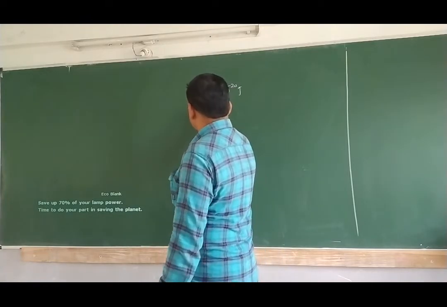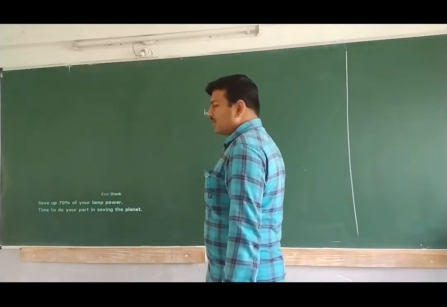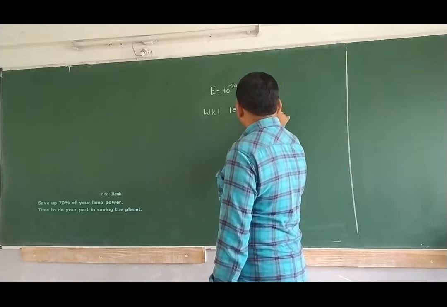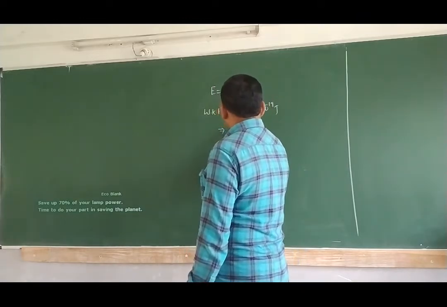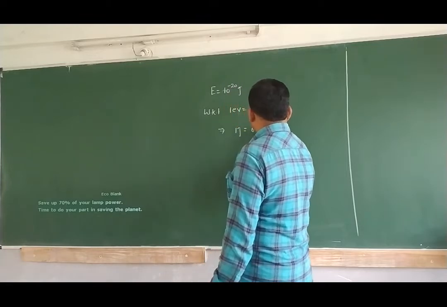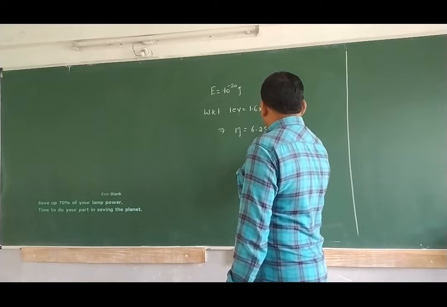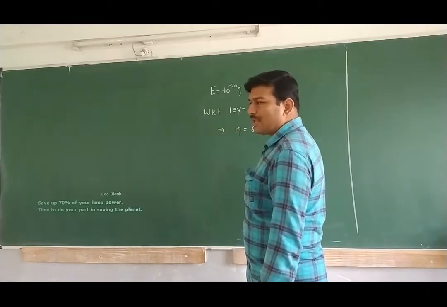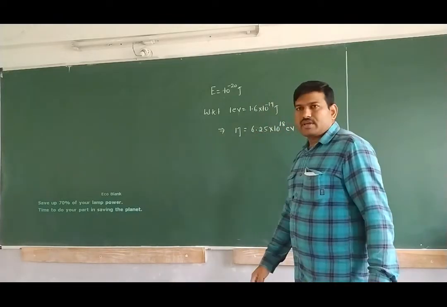We know that 1 electron volt, which is the unit of energy, is equal to 1.6 into 10 to the power of minus 19 joules. From this, one joule is equal to 6.25 into 10 to the power of 18 electron volt. Bring this to this side. 1 divided by 1.6 into 10 to the power minus 19 value is 6.25 into 10 to the power 18 electron volt. Where do we remember this?